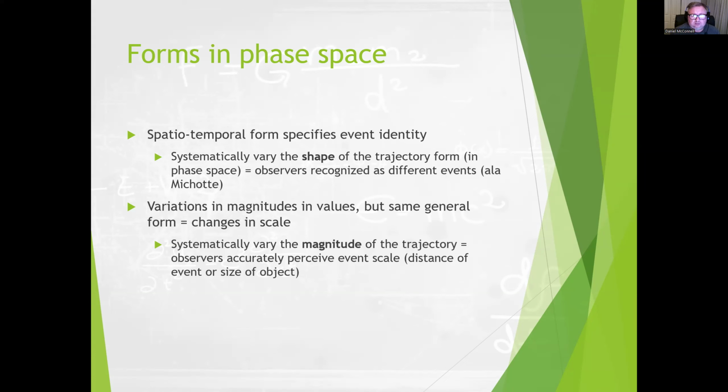And some of the other papers that Bingham and crew had done did some computer simulations of these events where that's exactly what they systematically controlled: minute variations in the shape of the trajectory form as defined in phase space. He repeats the Mashot methodology, right? And basically says, give a name to this event. And when you change, in subtle ways, the shape of the trajectory form, people spontaneously give different names and different identities to these events. So again, suggesting that the event identity is directly influenced by the variable that's manipulated here, which is the shape of the trajectory form as defined in phase space.